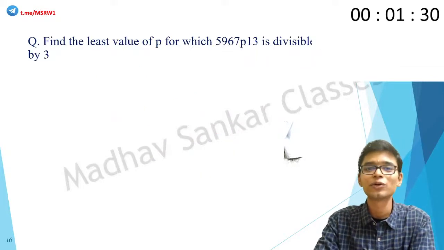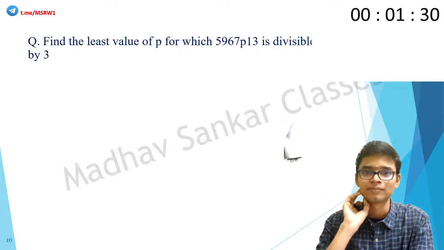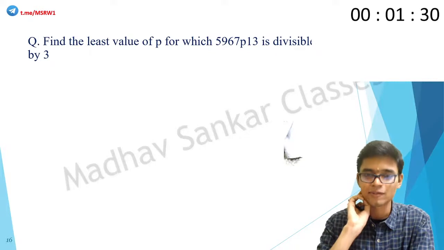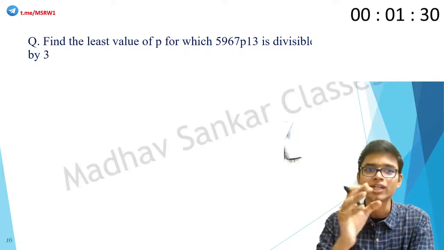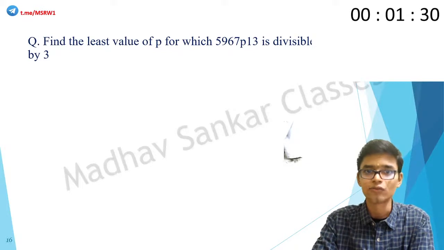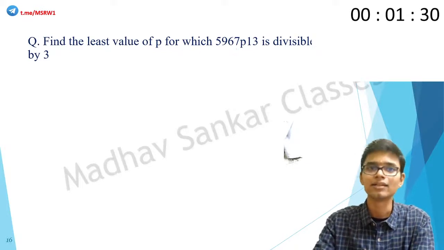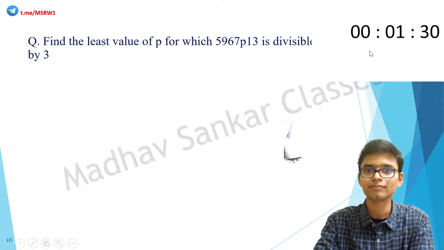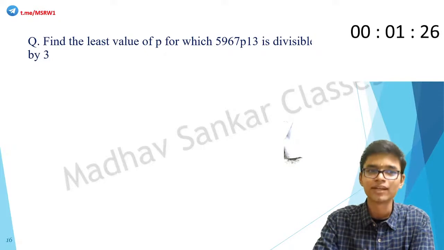All right. So now we are going to look into questions based on divisibility. So I hope you remember the divisibility by 3. And what is the technique of divisibility by 3? Check whether the sum of the digits is divisible by 3. That's it. So here is a question. Find the least value of p for which this number is divisible by 3. Okay, here we go.